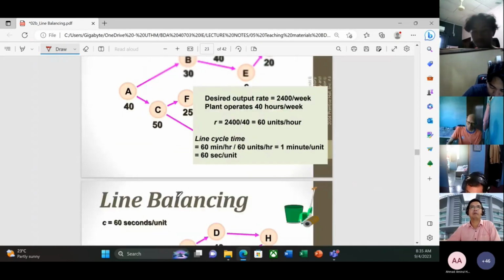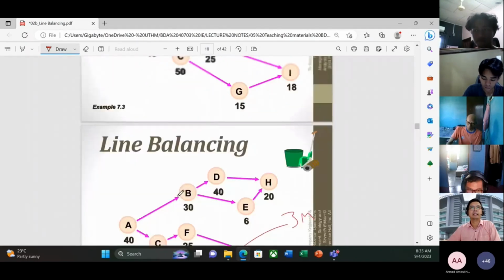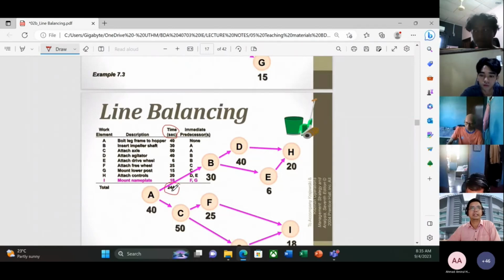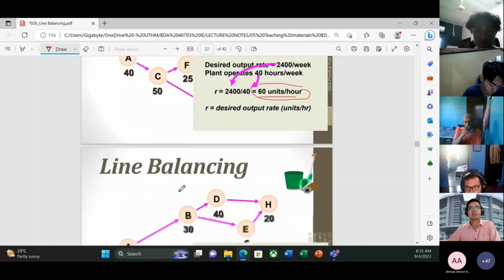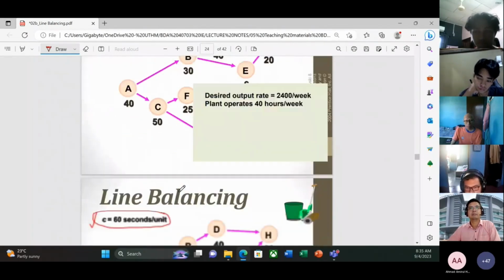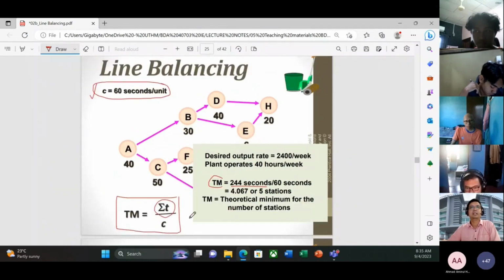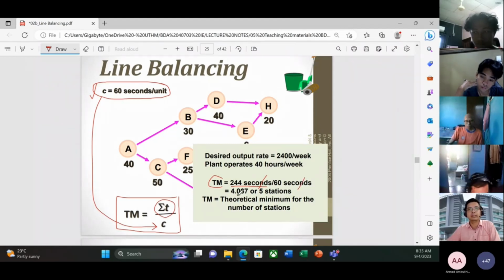So previously, look at our existing data. This is our total T. We calculate all these from work element A until work element I. So we get a total sum of the T of 244 seconds. So put our 244 seconds here. And C, what will we get? C we will get as 60 seconds. So we divide, and we will get 4.067.